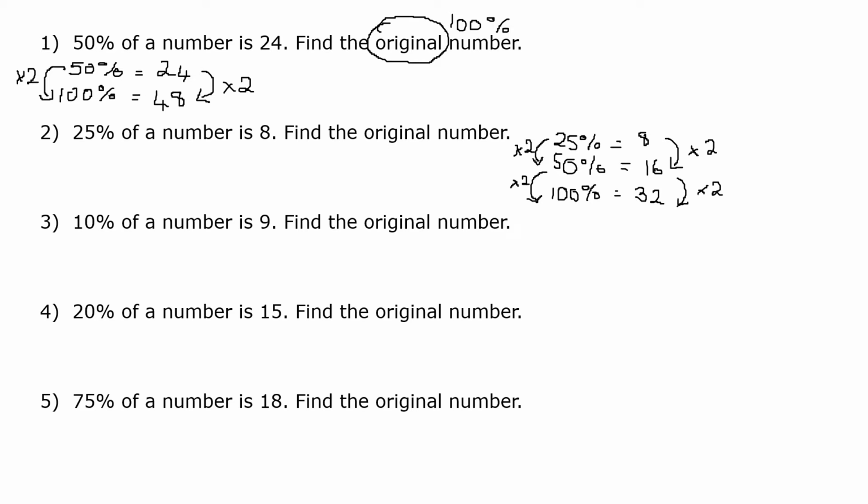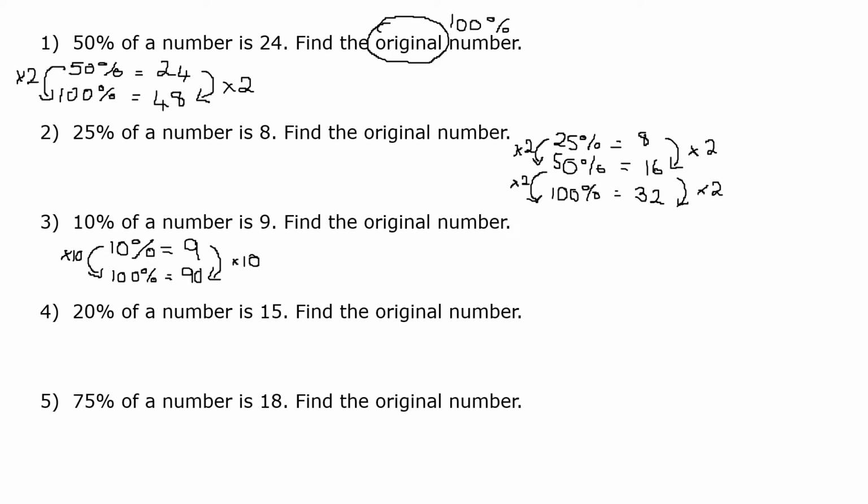So I've got my next one now. So 10% of a number is 9. And I've got to get to 100% because my original number is always 100%. So I'm going to multiply by 10 on both sides. So I will get 100% here, and that will be equal to 90. So my original number is 90.